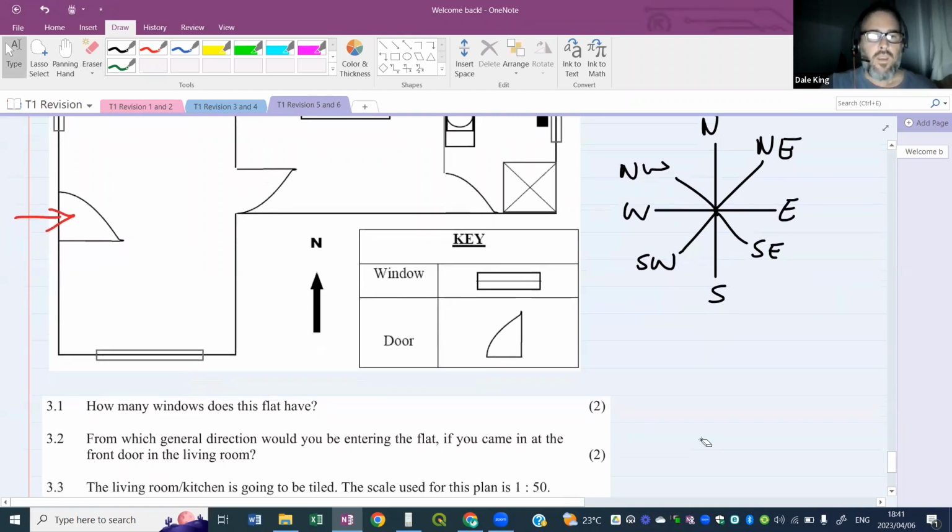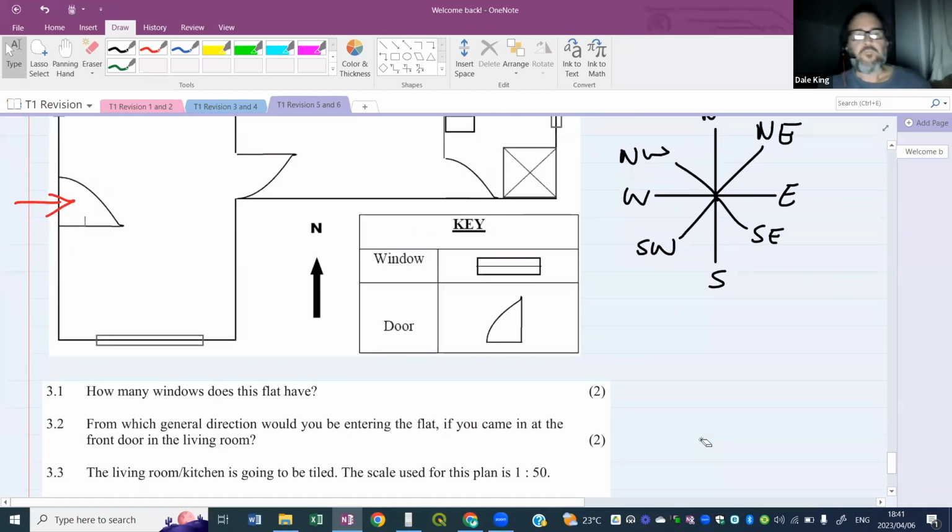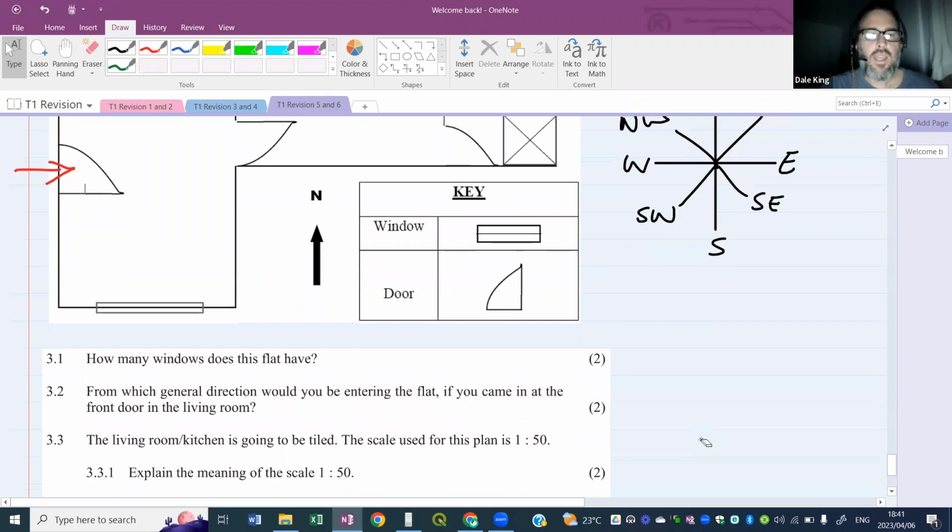All right, 3.3. The living room or kitchen is going to be tiled. The scale used for this plan is 1:50. Explain the meaning of the scale 1:50. Now, guys, you can't type this out. You have to tell me. Who can unmute and tell me what the meaning of the scale 1:50 is? Sakile.